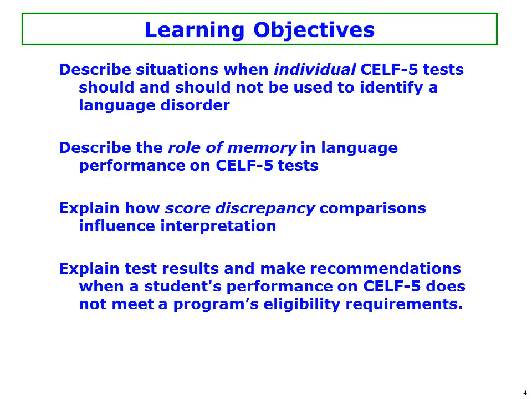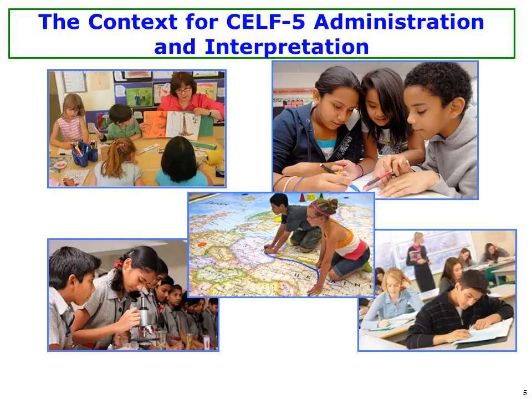Basically, our objectives are to describe when individual self-tests should and should not be used to identify a language disorder, describe the role of memory in language performance on the CELF-5 test, explain how score discrepancy comparisons will influence your interpretation, and also explain test results and make recommendations when a student's performance on CELF-5 does not meet a program's eligibility requirement. And in the next slide, you will see, just for the fun, a picture of all the students that can be reached and all the age levels that can be reached by CELF-5, describing contexts and situations.